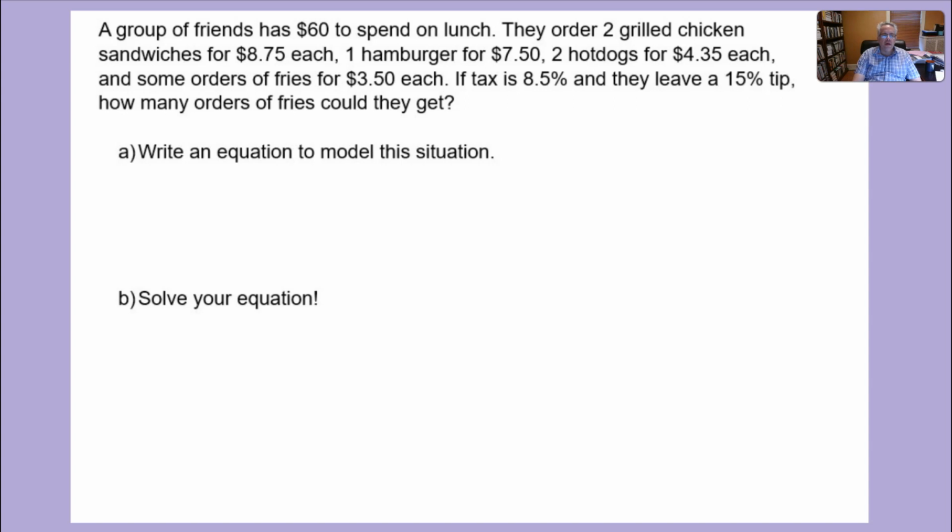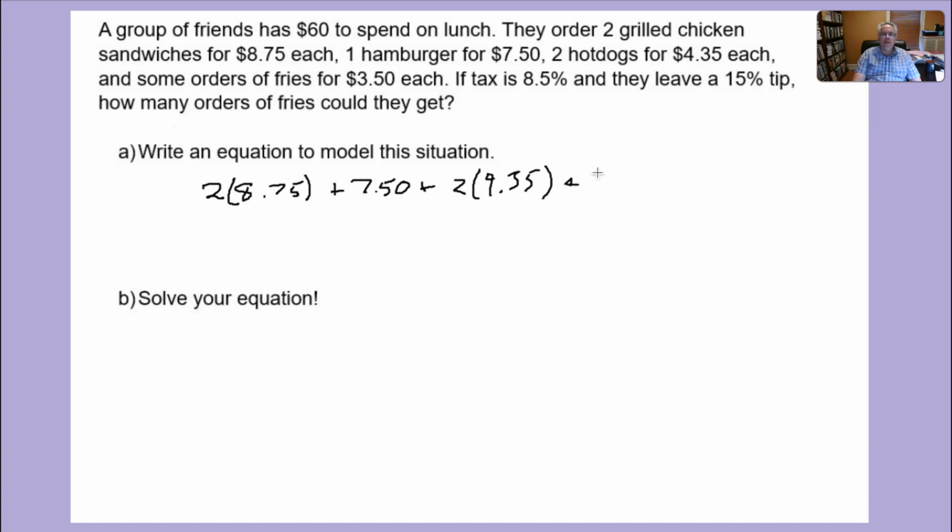So here go the food items. So first we have 2 grilled chicken sandwiches. So I'm going to write 2 times 8.75, plus we have a hamburger for $7.50, plus 2 hot dogs, that's 4.35, plus it says some orders of fries.